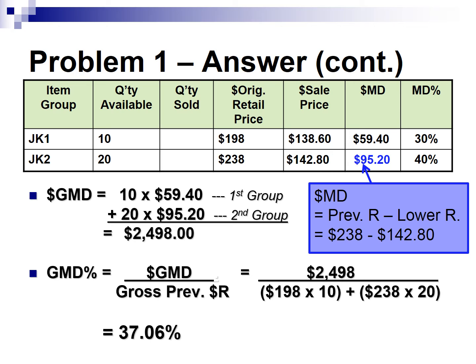So we had 10 items from the first group. That previous retail or original retail was 198. So 198 times 10. From the second group, it was $238 original retail times 20 units. If you do this calculation, you will be able to get the gross previous retail. So overall, gross markdown percent was 37.06% given this calculation.